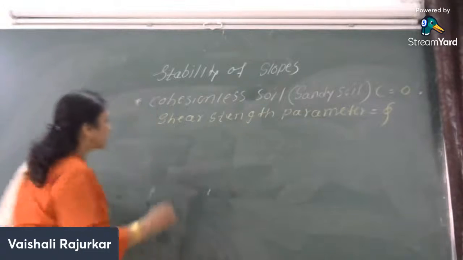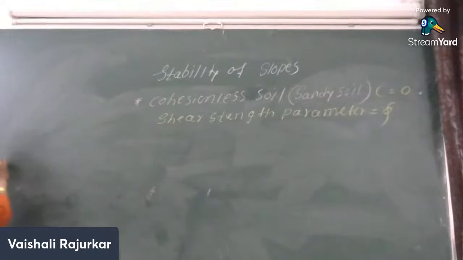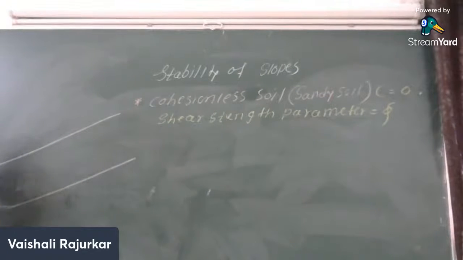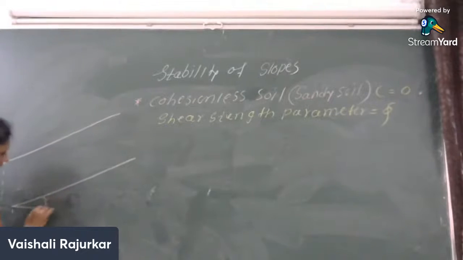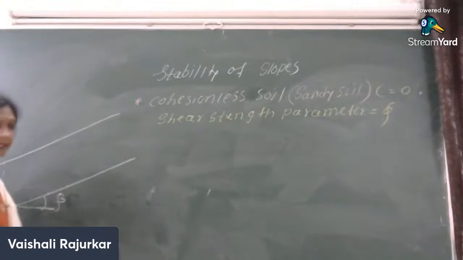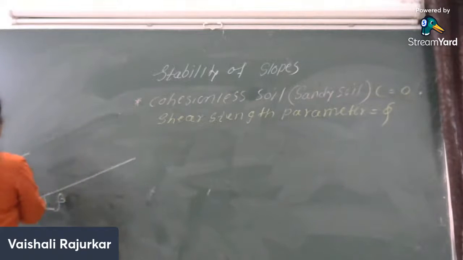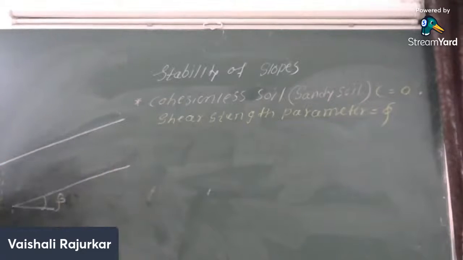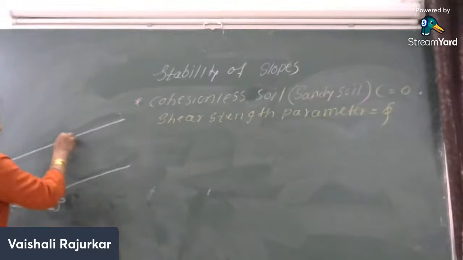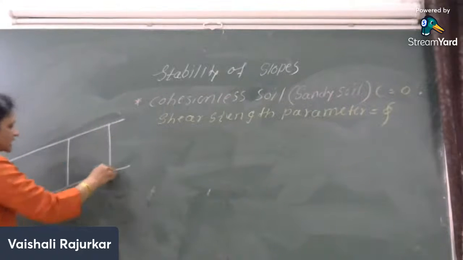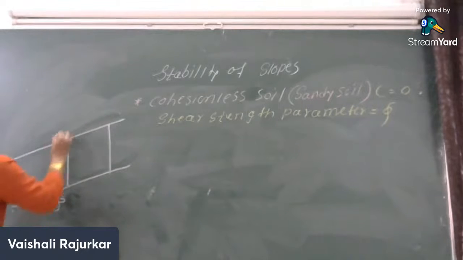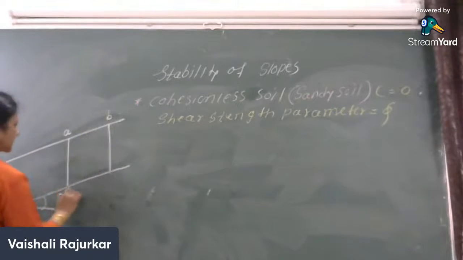Now here we will consider a slope, and we can just consider this is the slope. This slope is making an angle beta with the horizontal. Here we will consider a small wedge of the soil, and the dimensions are A, B, C, and D.